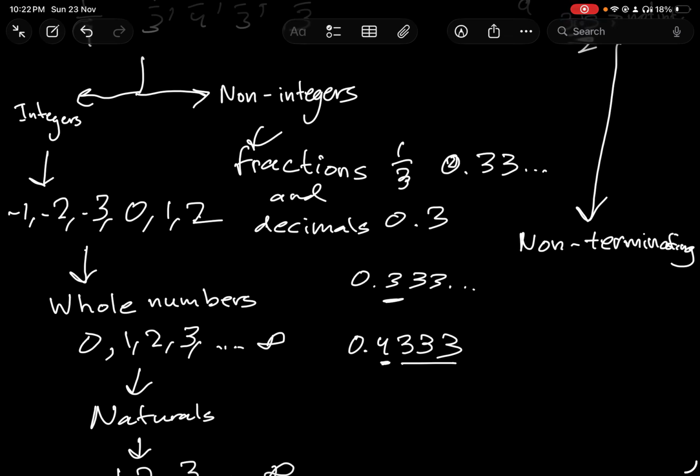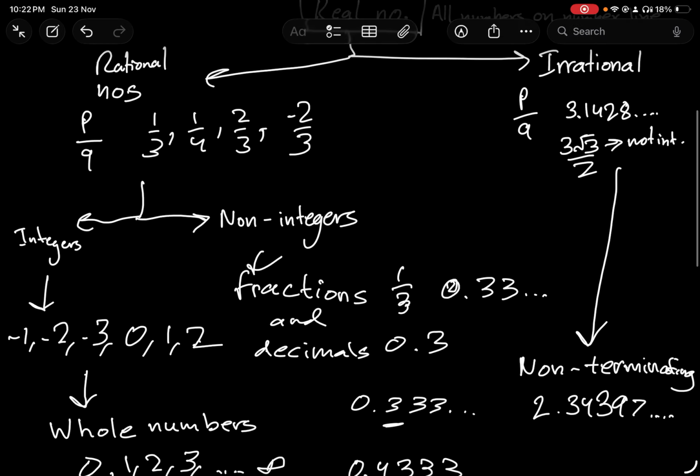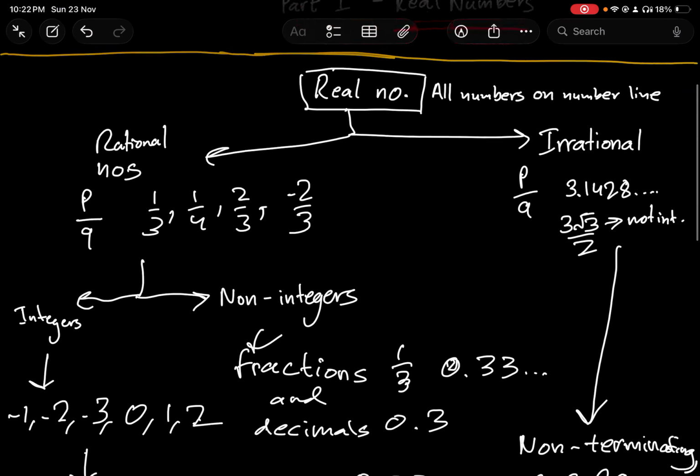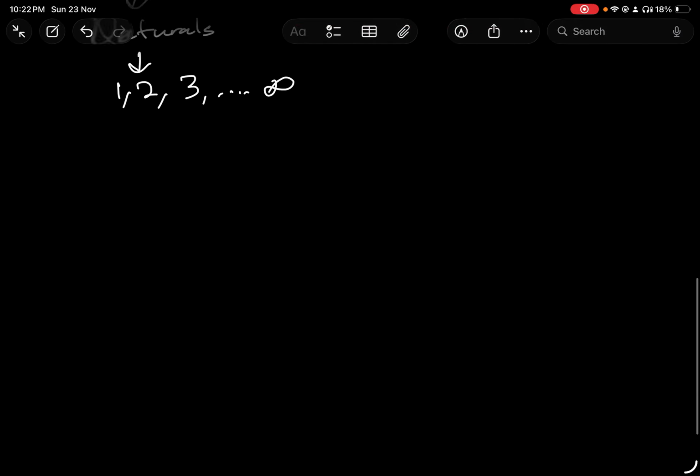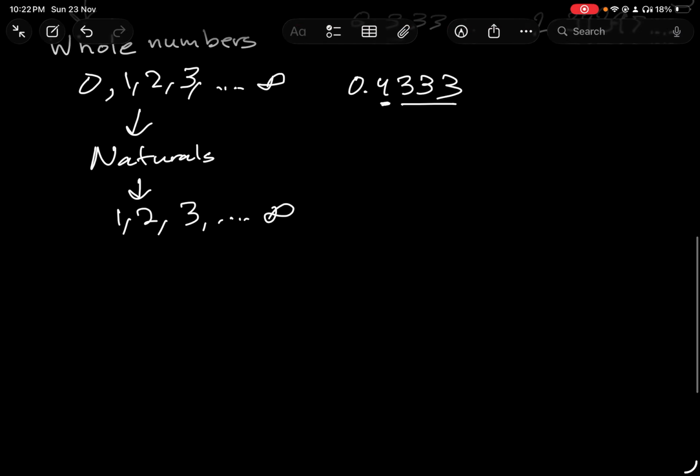For example, 2.34397 till infinity. So yes, this is the main concept of real numbers. Now let me introduce another concept. For example, when you're writing that if a number is a whole number, there are a few symbols which you should know about, which often come in higher classes, but you should know about this.